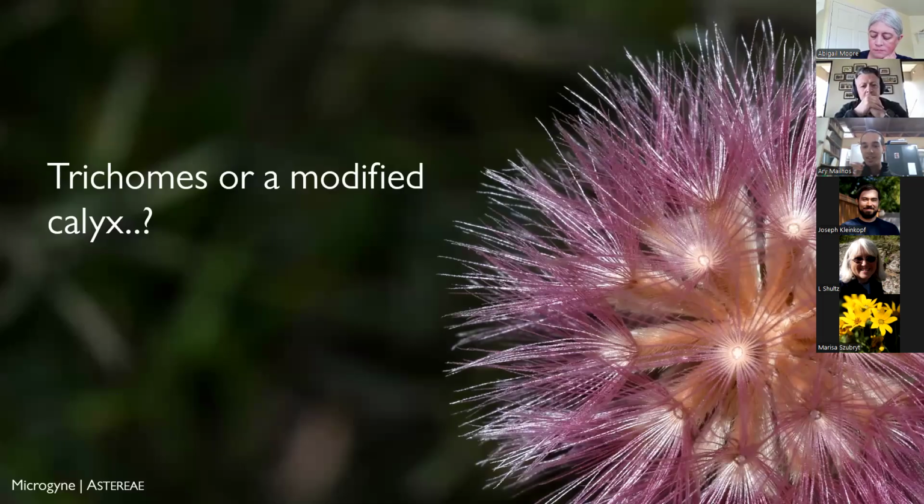Now, to briefly touch this point, because this is the age-old question that was the reason for many debates, especially throughout the 19th century, right? Botanists at that time couldn't agree if the Pappus were some kind of specialized trichomes or if it was in fact a modified calyx. And even nowadays, you sometimes hear people casting doubt on its nature, right?